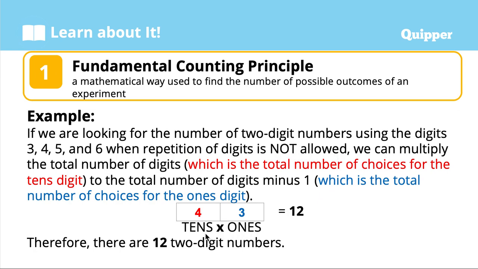We cannot have the numbers 33, 44, 55, and 66 here because repetition of digits is not allowed. That is why we need to subtract 1 from the total number of digits. So 4 times 3 is 12. Therefore, there are 12 two-digit numbers.